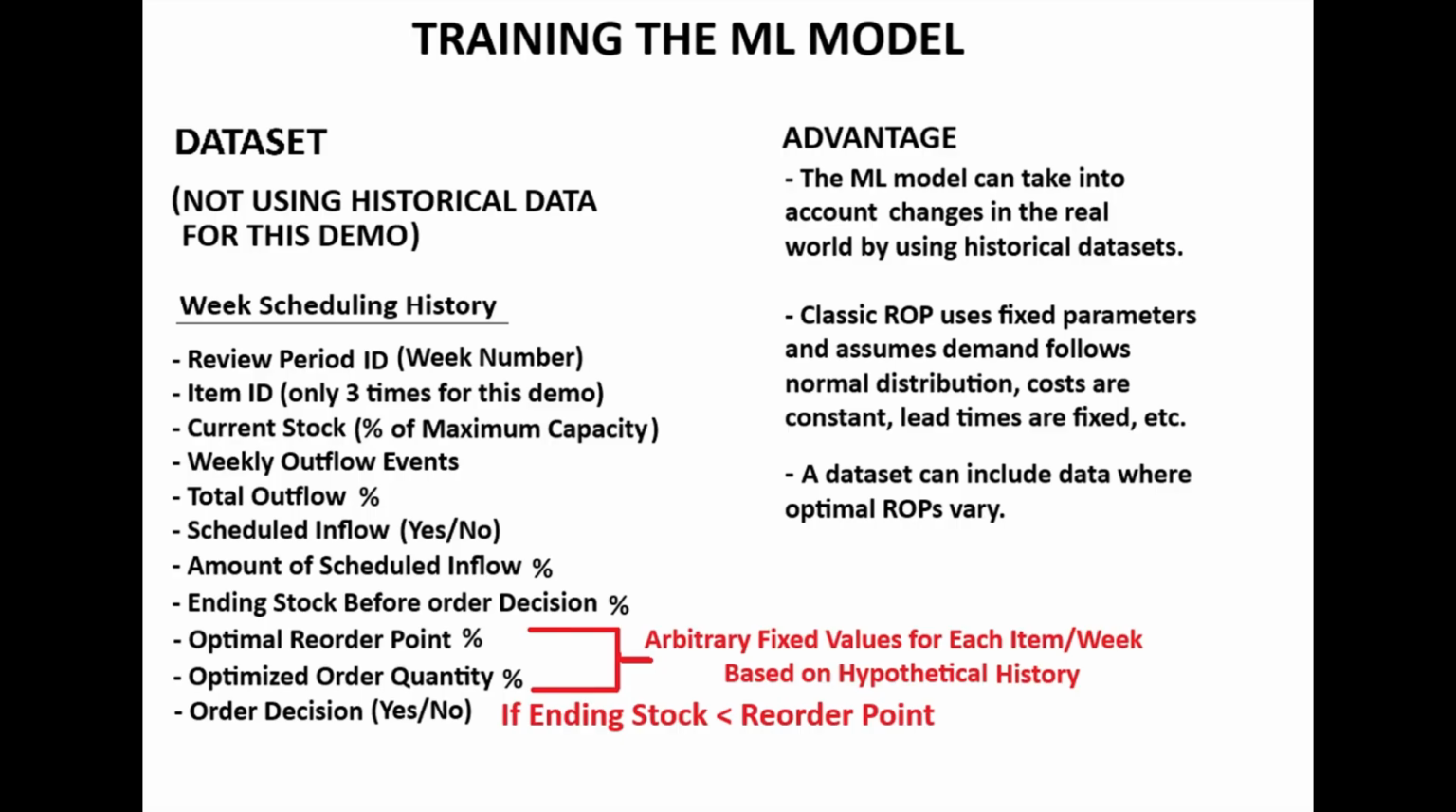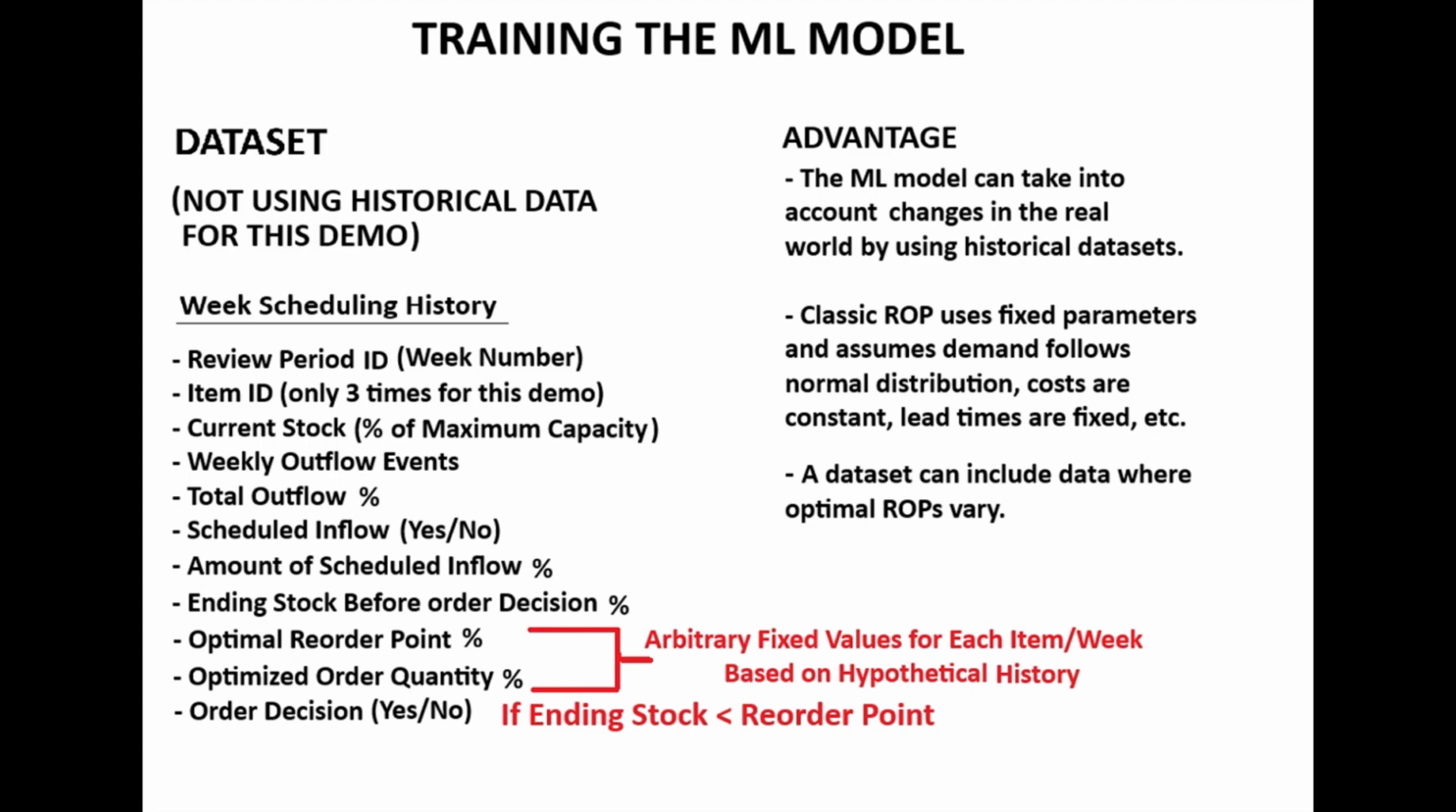I'm dealing in terms of percentage here, and the model only assumes that there are only 3 items, just for proof of concept. So the percentage is of maximum capacity, and you can go above 100%, but you cannot go below 0. What the model will help predict using the data set is basically the optimal reordering point and the optimized order quantity.